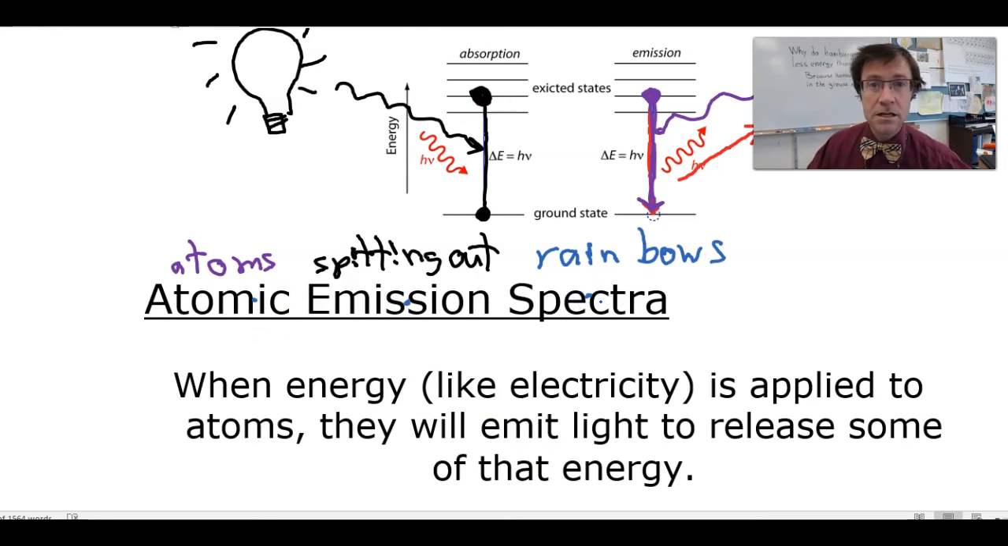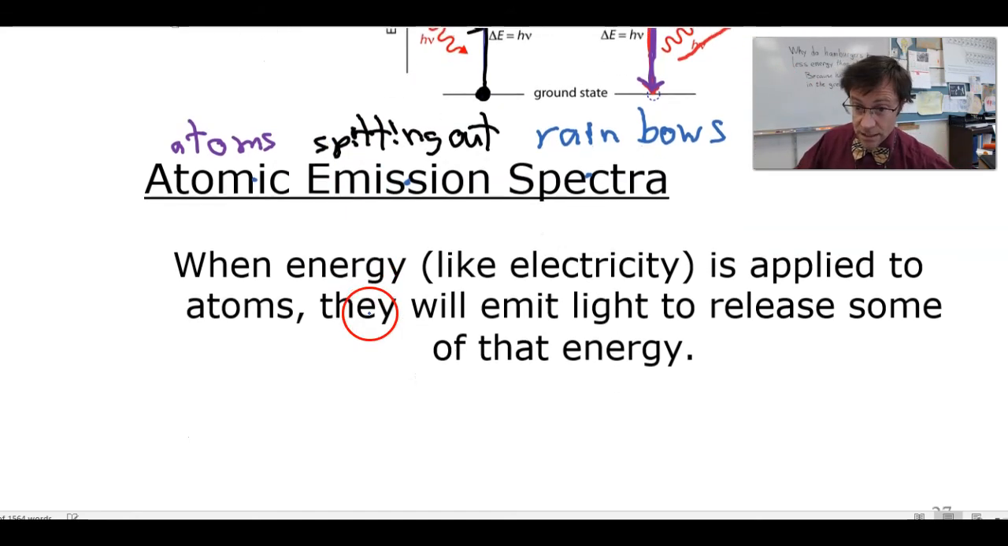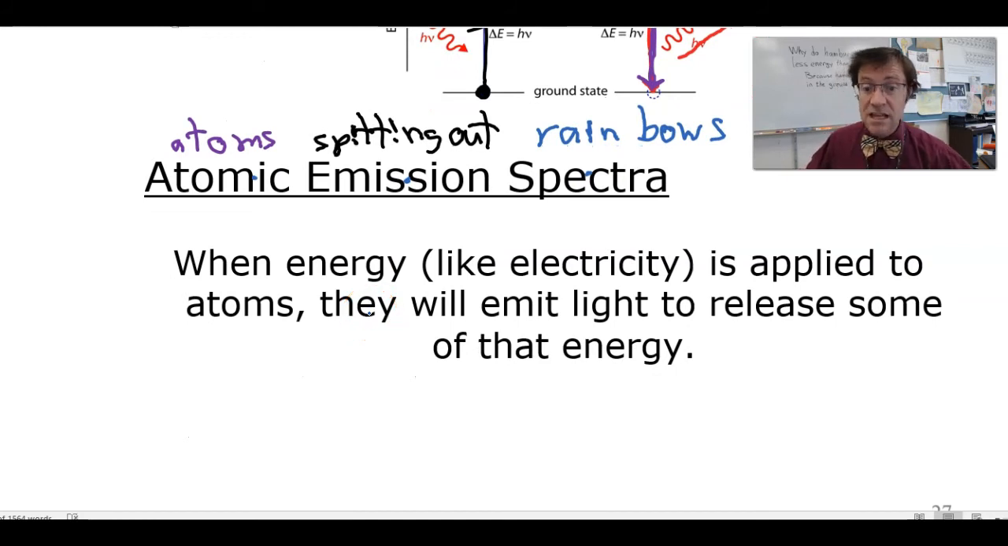Atoms spitting out rainbows. That is what that means. It's true, because if you take atoms and you zap them with energy, they spit out rainbows. So here's the deal. When energy, like electricity, is applied to atoms, they will emit light to release some of that energy. Like fluorescent lights or a neon light. That's a really good example, right?